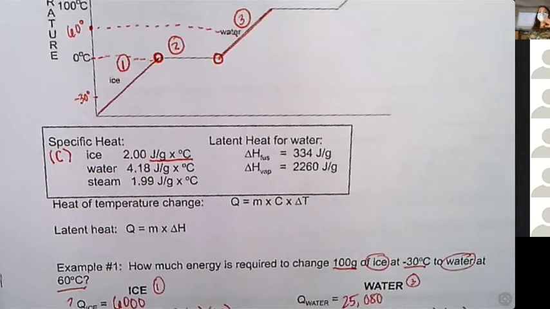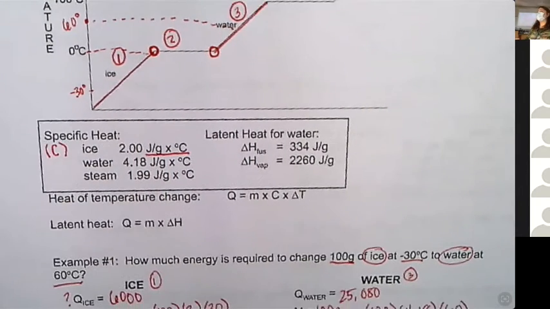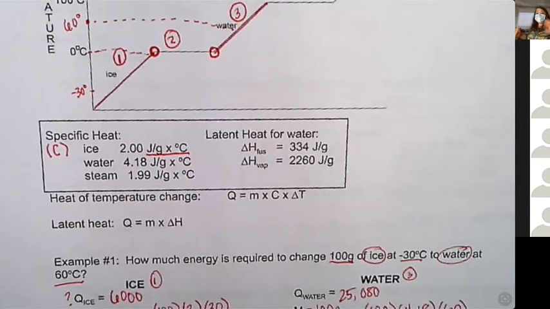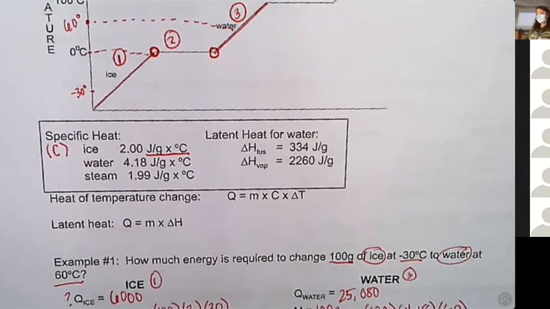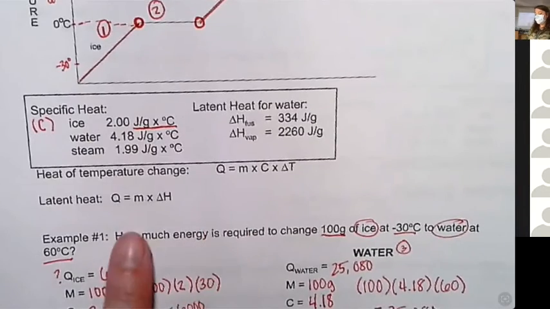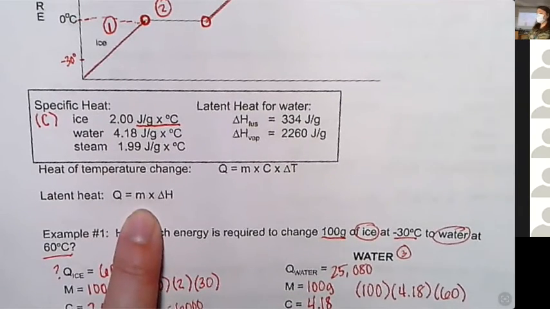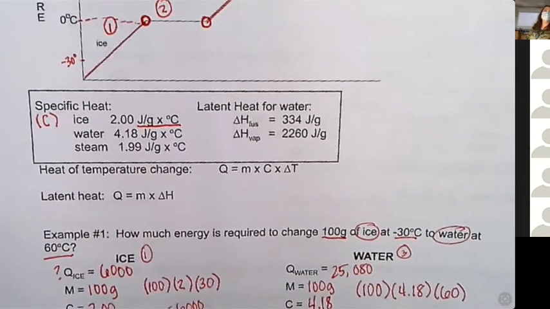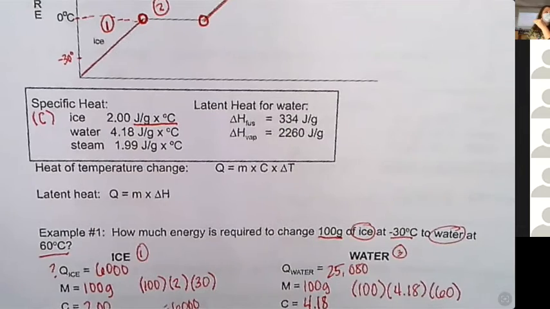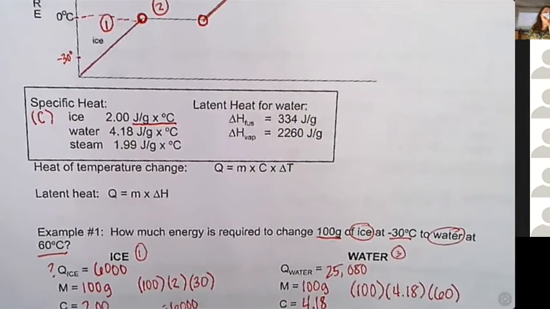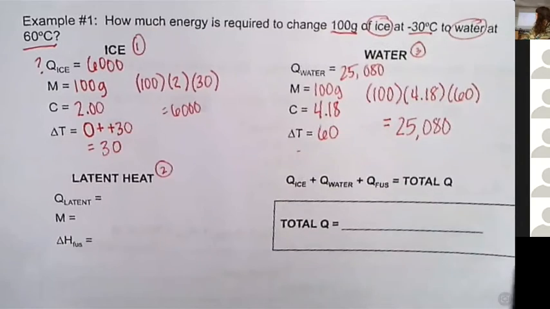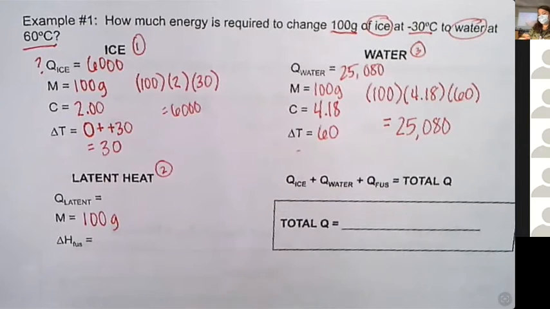Since there's no temperature change, we cannot use the same formula, because there's no change in temperature during a phase change. So we can't do a delta T if there's no change in temperature. So what we do instead is we use this little formula right here for latent heat. Q equals M times delta H. The good news is delta H, either heat of fusion or heat of vaporization, they give it to you. Unless you're trying to calculate it, they give it to you. So our mass has not changed the whole time because the problem told us 100 grams.